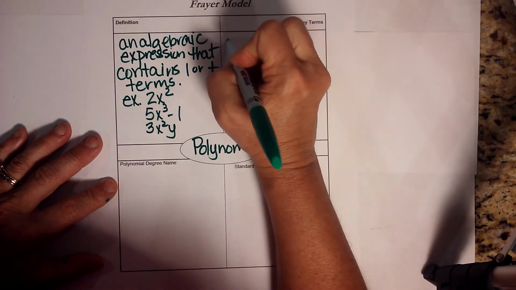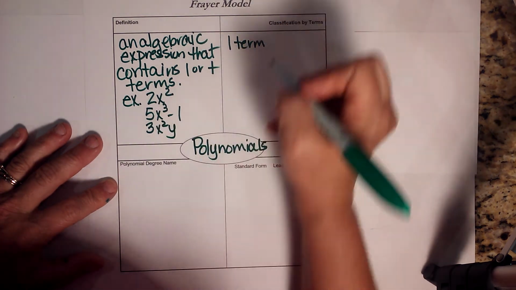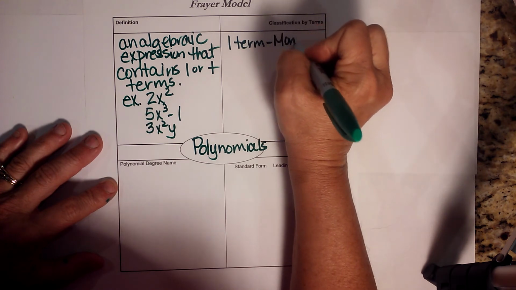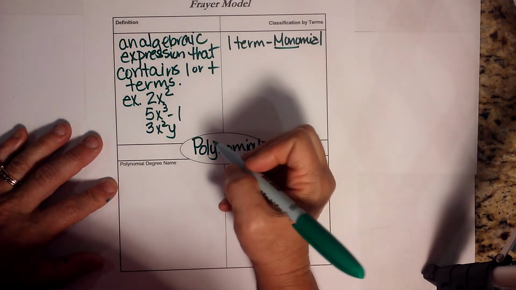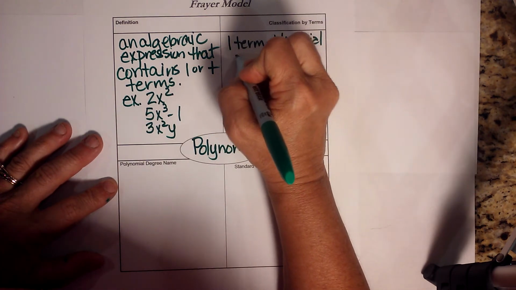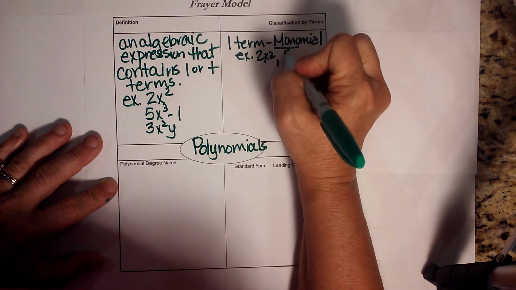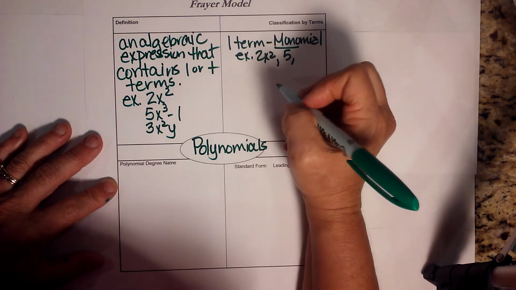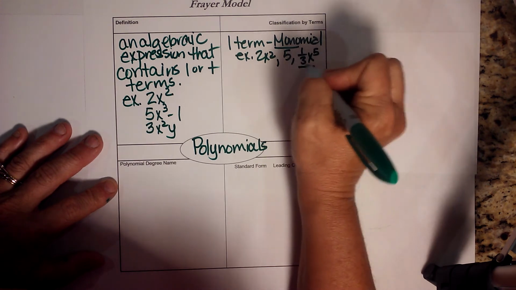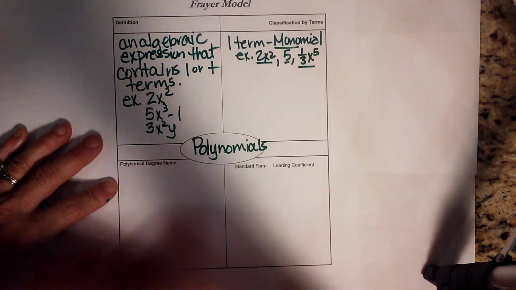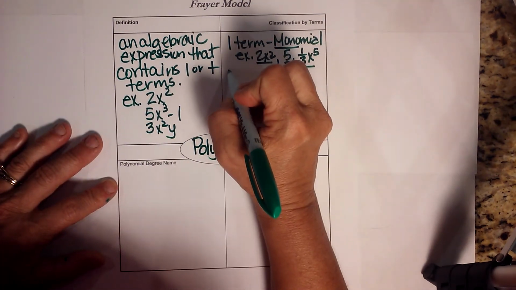Okay, we're going to look at one term first. If a polynomial has one term, we call it a monomial. Mono meaning one. So some examples would be 2x squared, or maybe 5. That's a constant, but 5 is one term. Or maybe a fraction like 1/3 x to the 5th. All those are single terms. There's no adding and subtracting. Okay, one term is a monomial.